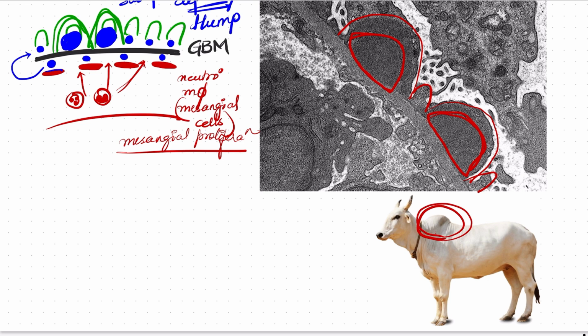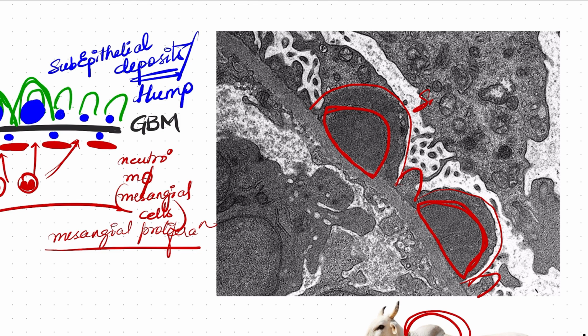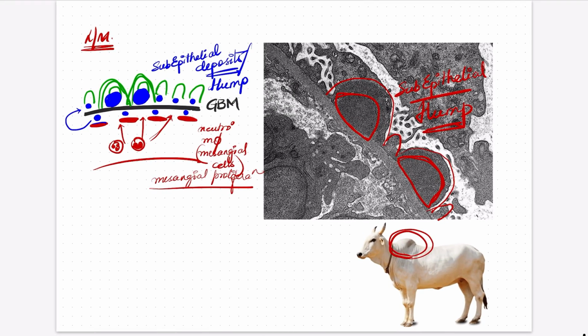Please do not use this cattle hump as an example while writing exams or during your viva questions. Just for your remembrance, I'm telling. But you can say it as a subepithelial hump. So this is the electron microscopic picture of PSGN.